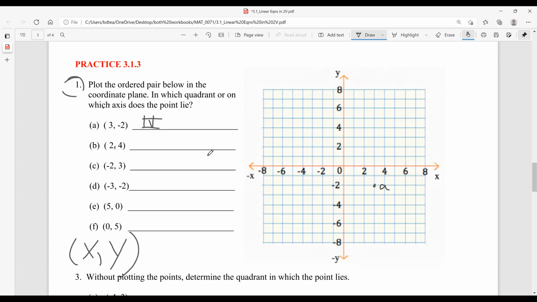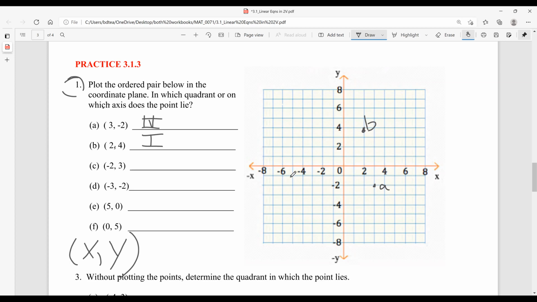2, 4. Starting at the origin, you're going to the right 2. You're going up 1, 2, 3, 4. This is the point in the plane that represents the ordered pair 2, 4, and that's point B. Point B is in quadrant 1.